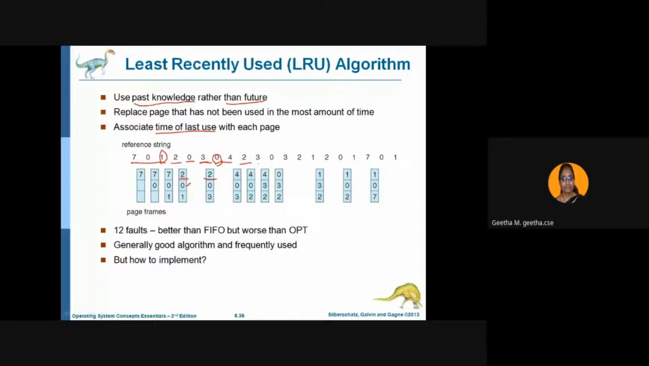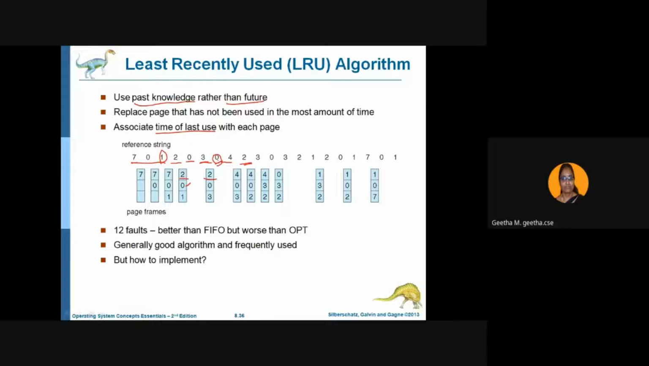Then now consider the page 3. It is not in memory. So a page fault occurs. At this point of time, if you consider the pages 4, 0 and 2, 2 is referred recently, 4 previous to that. Then if you consider 0, it is referred.